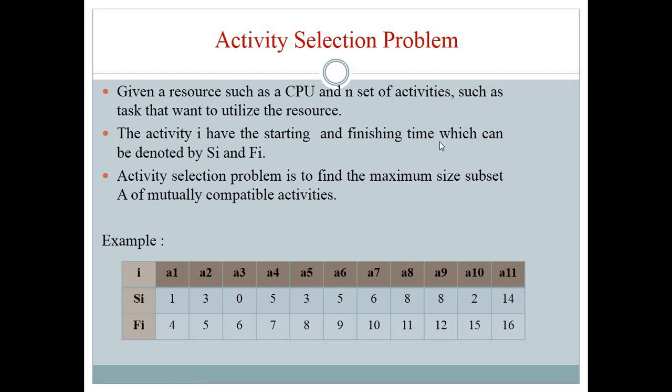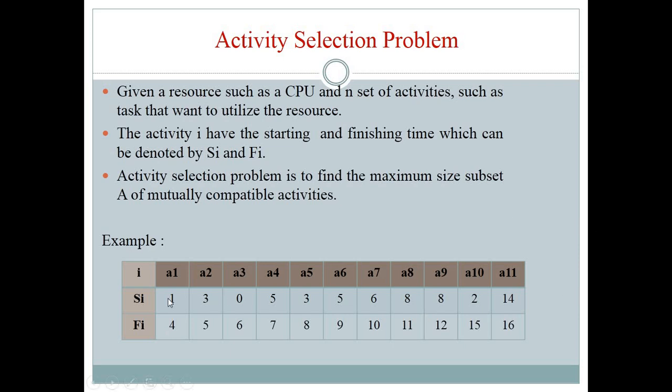We will have to find the maximum size subset of mutually compatible activities. That means if one activity starts and then completes, at that stage which activity can be started, and after completing it, which other activity can be started.